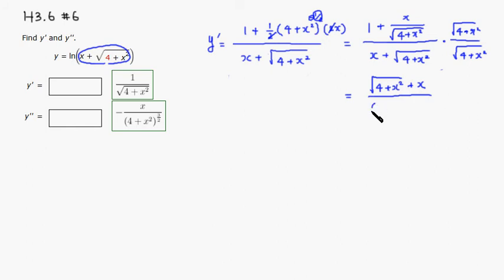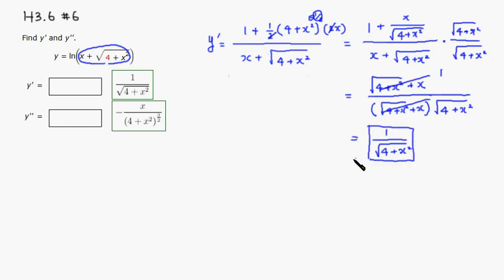And you have exactly the same thing here, so I'm going to write it the same way. So I'm going to write the square root of 4 plus x squared plus x. Then you still have to multiply by the square root of 4 plus x squared, right? But you can factor out the common factor on top and bottom and cancel out, so you get 1 on top. All right, so therefore the first derivative is 1 over the square root of 4 plus x squared, right? So that's the first derivative.